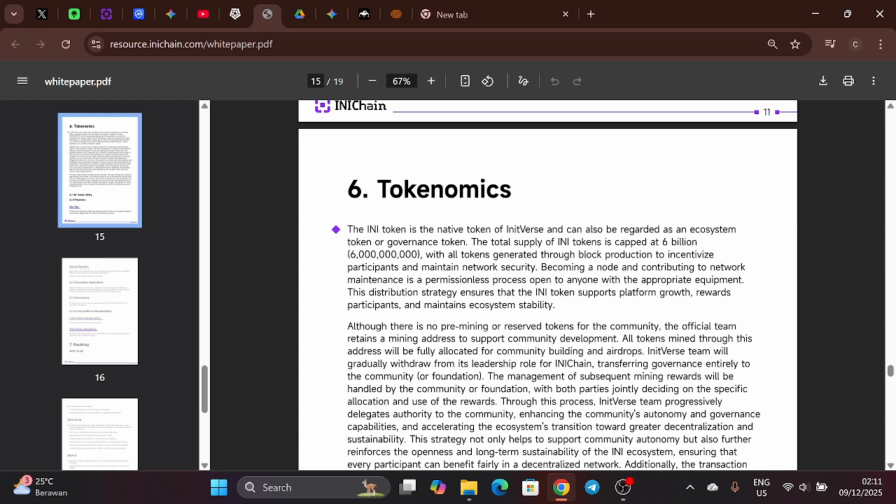We jump into the last chapter of studying from the INI Chain white paper. We are stepping up to the last topic, which is tokenomics. Tokenomics is very important to the ecosystem of the blockchain. So, for everyone who hasn't understood yet what tokenomics is, we can look at it together.